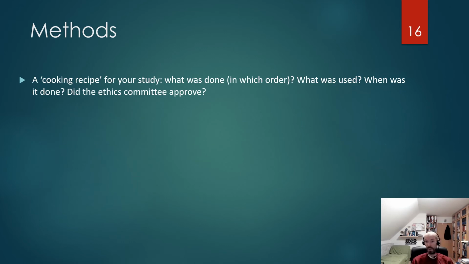Now for the methods section. Think of the methods section as a sort of cooking recipe for your study. The methods section provides sufficient information for the readers so that the reader or someone else could theoretically replicate the study. It makes your study repeatable, so you want to be fairly detailed in your description of the various steps that you went through.